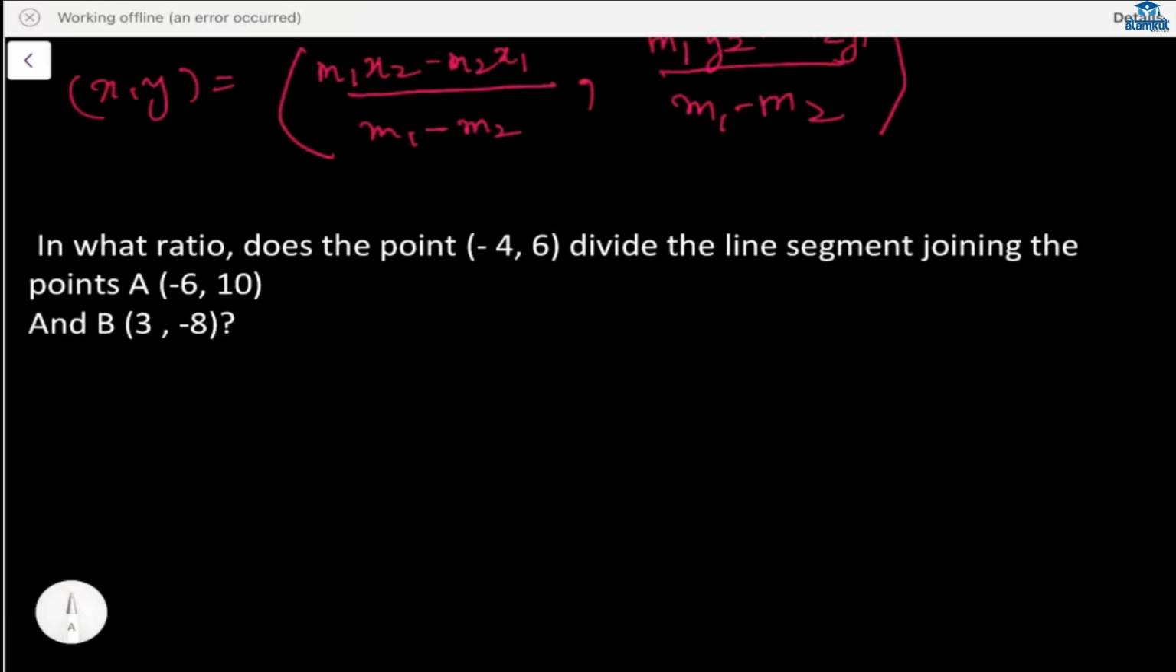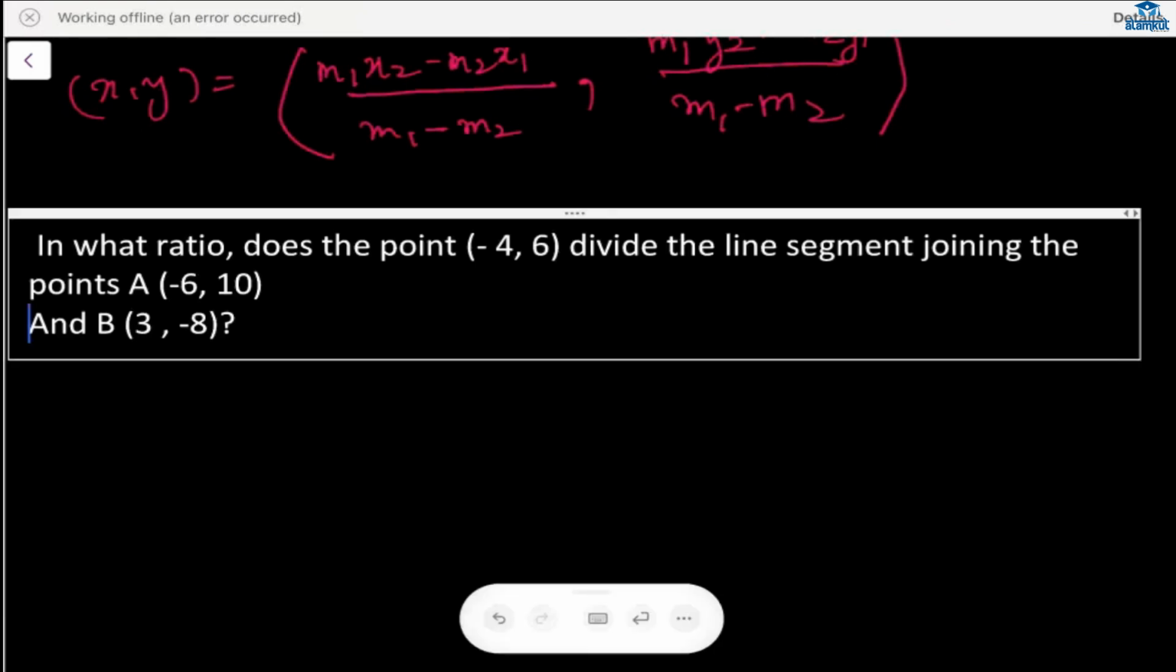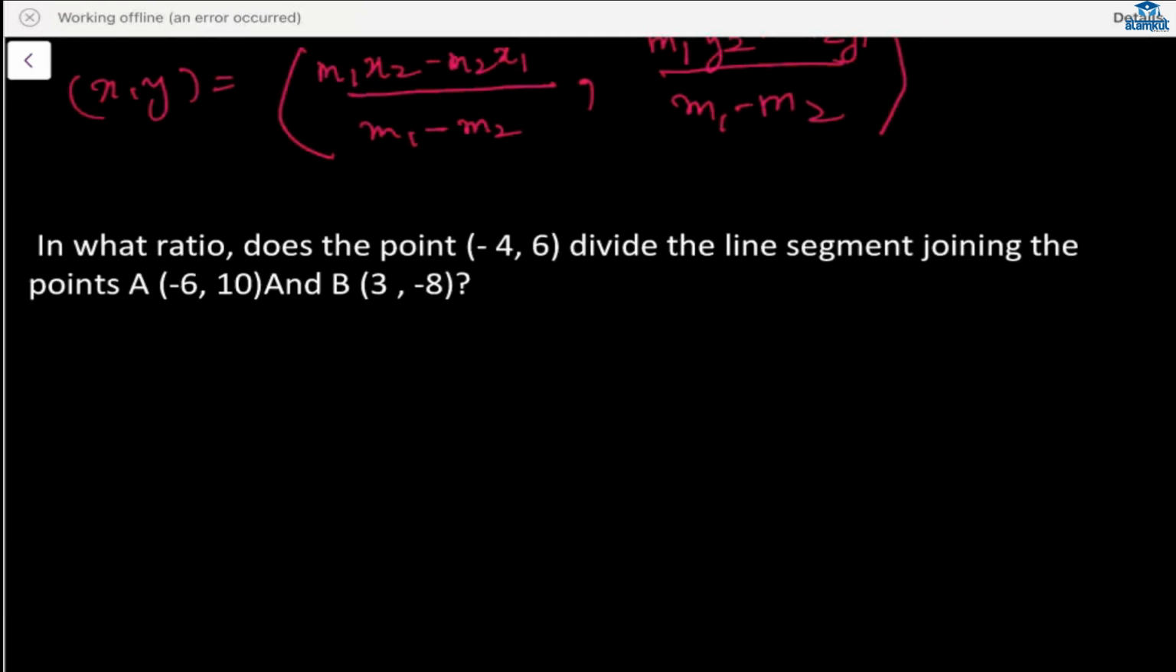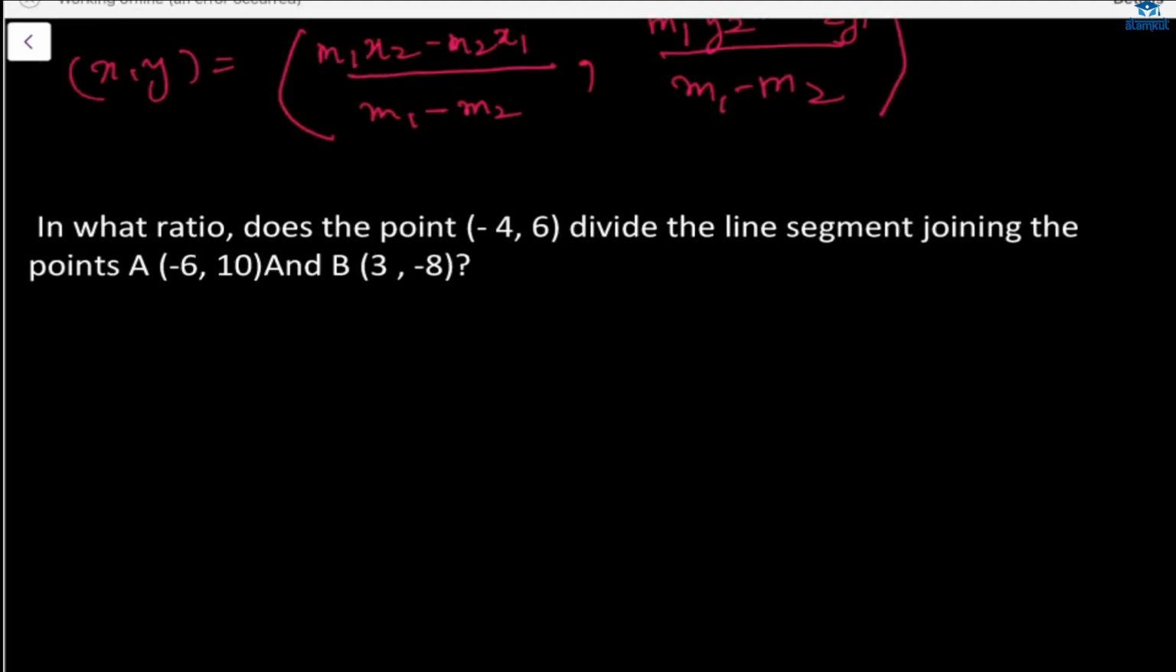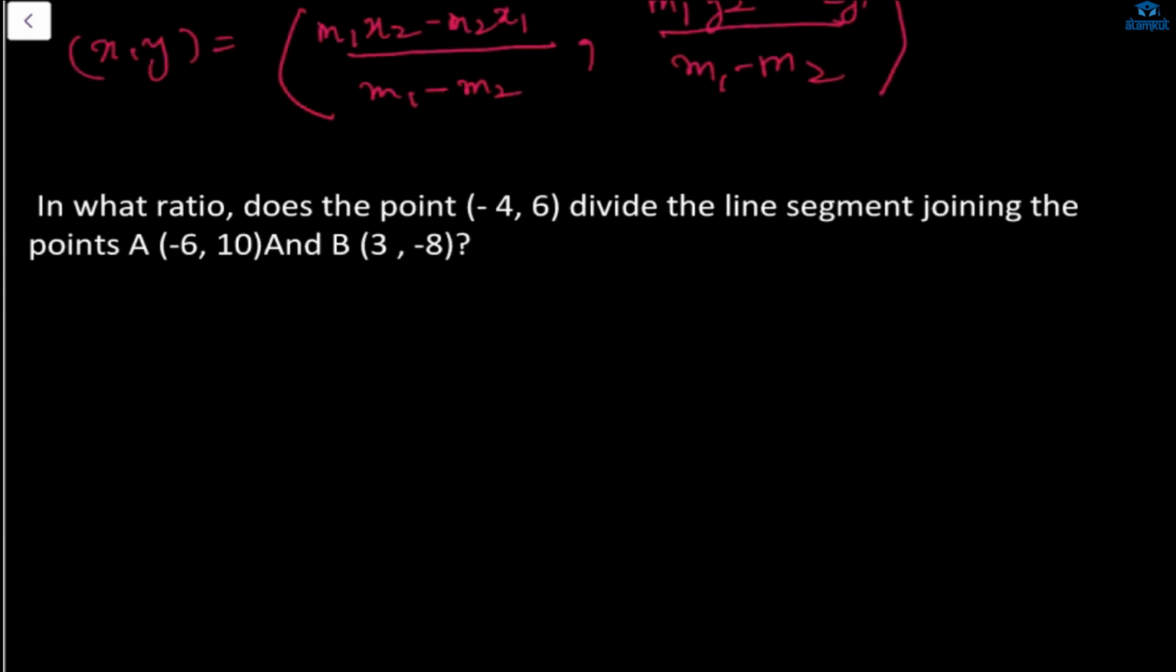Okay. Now, see here. In what ratio does the point (-4, 6) divide the line segment joining the points A (-6, 10) and B? Now here, if you draw the diagram, so point A, point B and point P. From the coordinates only, you can tell which point is which. So it is (-6, 10).